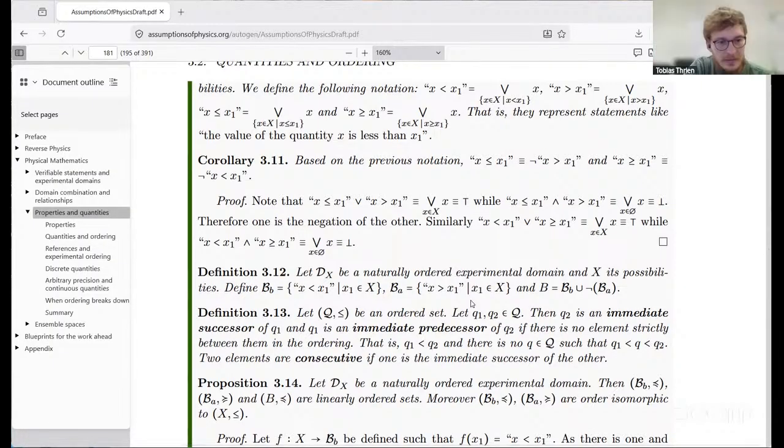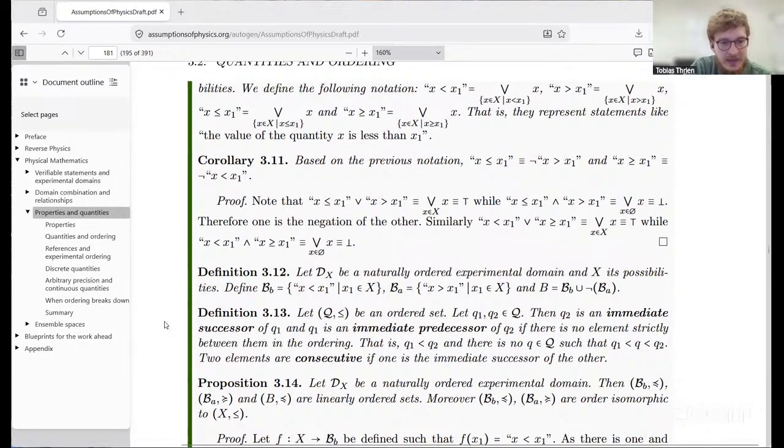Then we have another definition. Let Q be an ordered set. We take two elements Q1, Q2. Then Q2 is an immediate successor of Q1, and Q1 is an immediate predecessor of Q2, if there is no element strictly between them in the ordering, that is, Q1 is less than Q2, and there is no other Q that I could put in between. Two elements are consecutive if one is the immediate successor of the other.